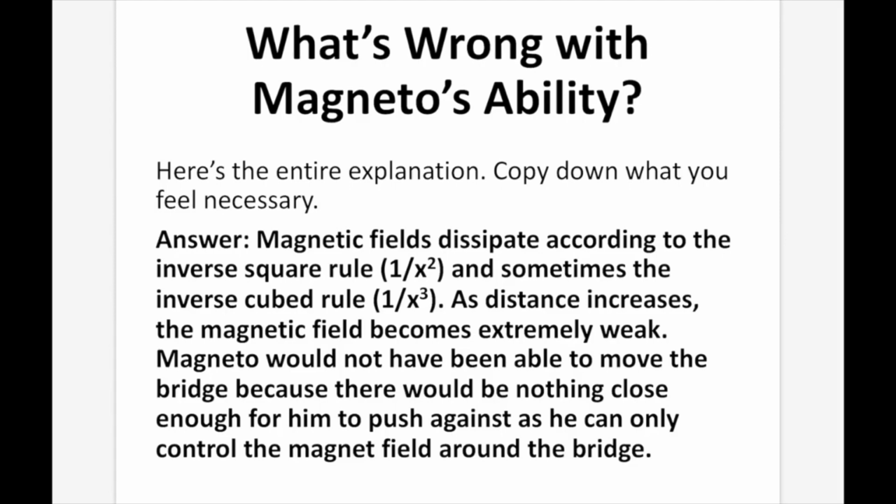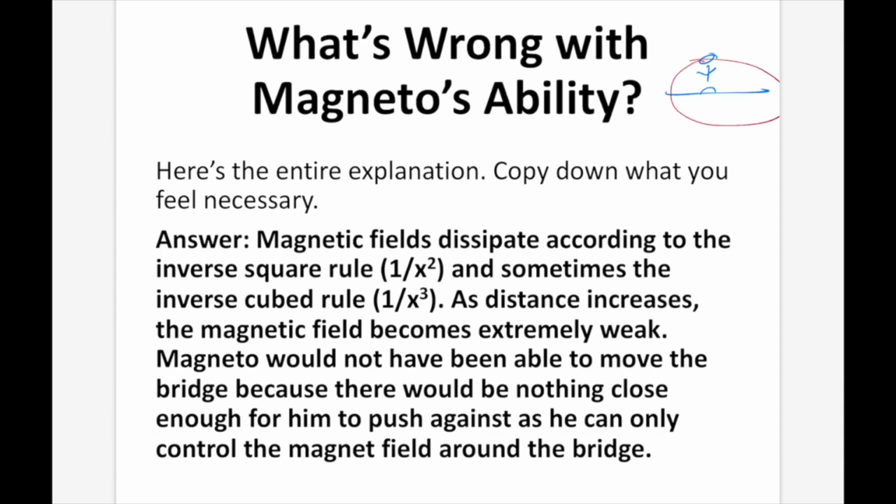So the magnetic field dissipates according to the inverse square rule, 1 over x squared, and sometimes the inverse cubed rule, 1 over x cubed. As distance increases, the magnetic field becomes extremely weak. Magneto would not have been able to move the bridge because there would be nothing close enough for him to push against, as he can only control the magnetic field around the bridge. So if he's standing on the bridge, like this, he's creating a magnetic field around himself and the bridge.